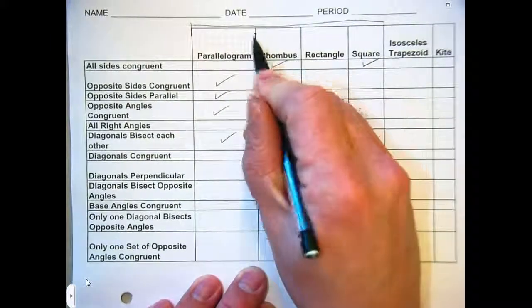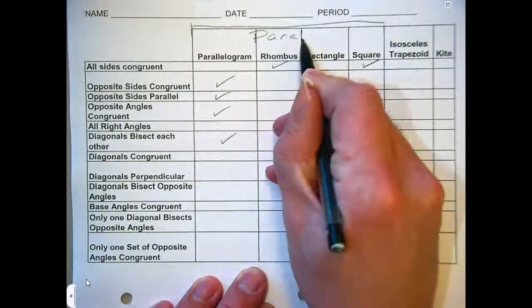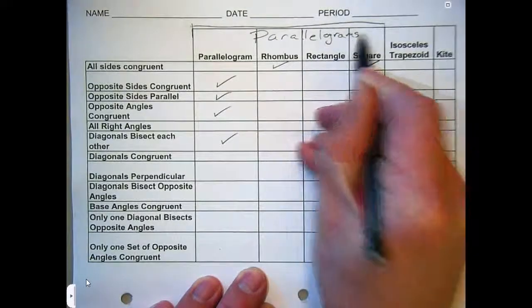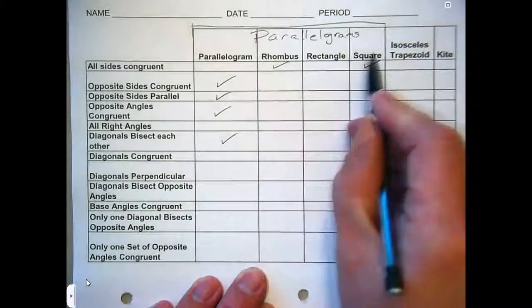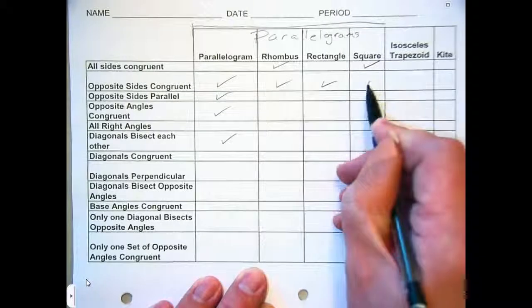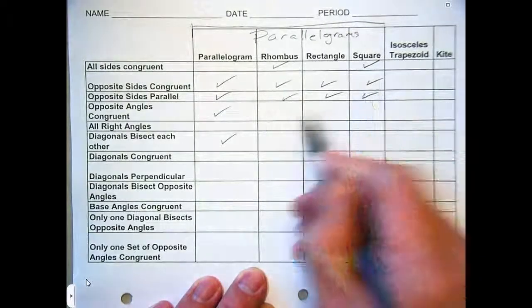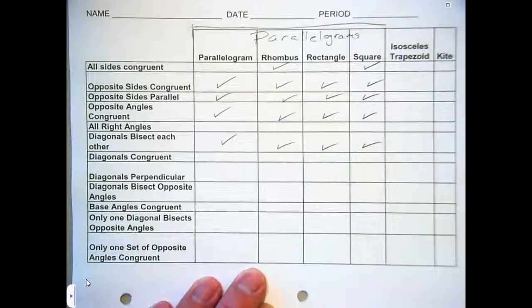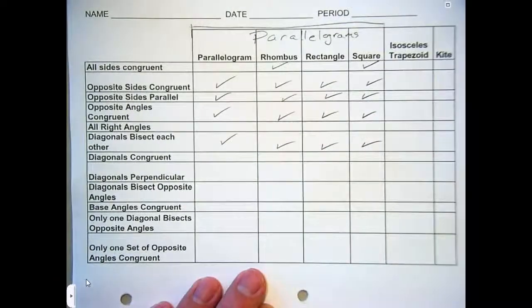They're all parallelograms, right? These two are not. So any property that you see for parallelogram will automatically apply to those others. They have to because they're parallelograms. It's just we get more specific as we go across now.